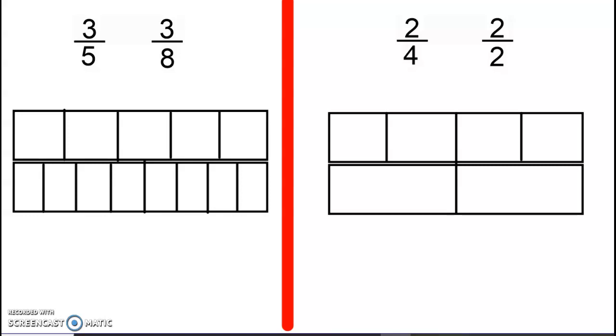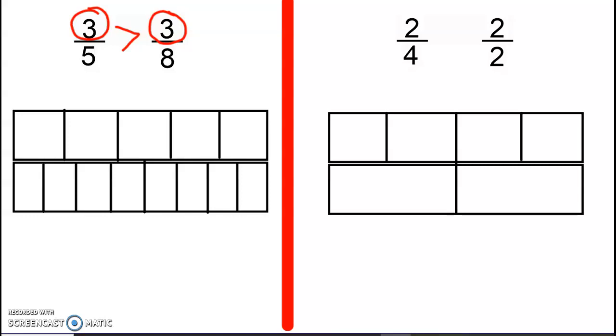Here I have 3/5 and 3/8. Okay, my numerators are the same. So they're twins. In this case, the smaller bottom wins. So I can see that 3/5 is going to be greater than 3/8. But let's use the models just to make sure we can see why that is true.